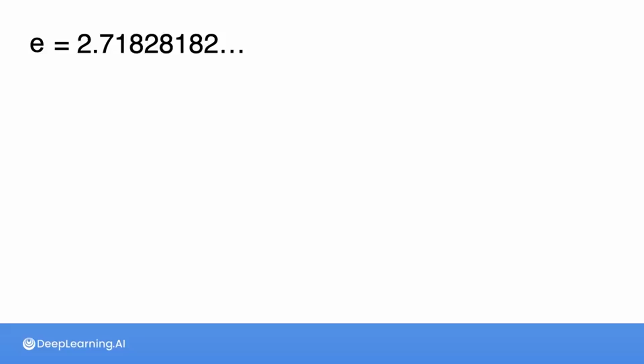2.71828182, etc. The decimal never terminates because the number is irrational, which means it cannot be expressed as a ratio between two integers. Another way to define it is using the expression (1 + 1/n)^n.